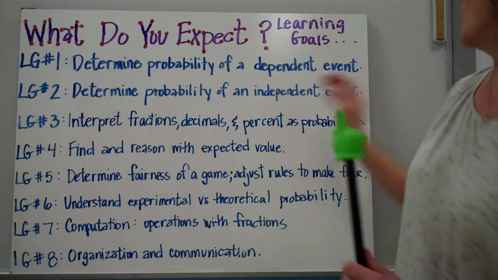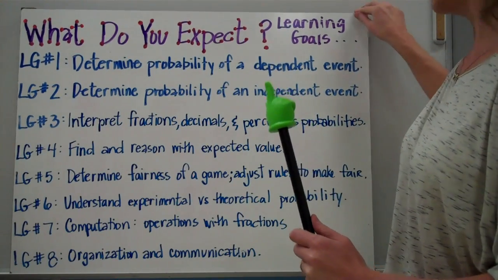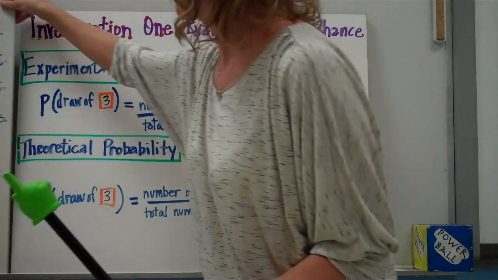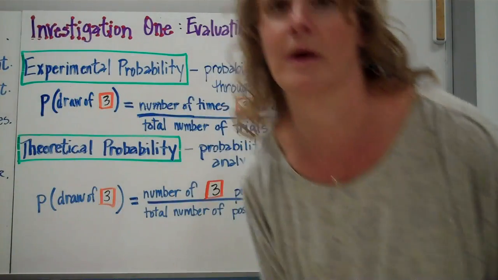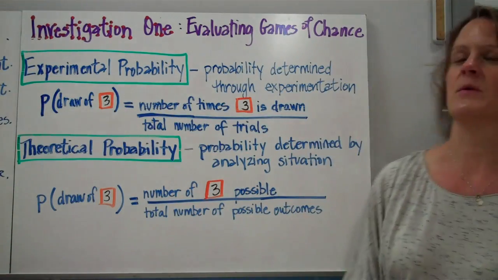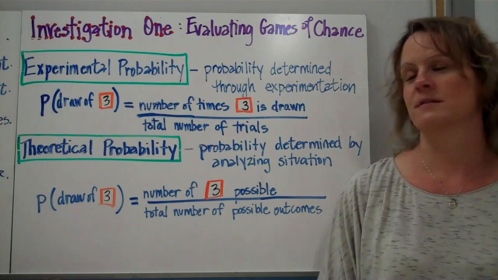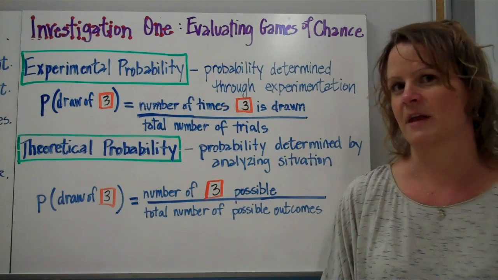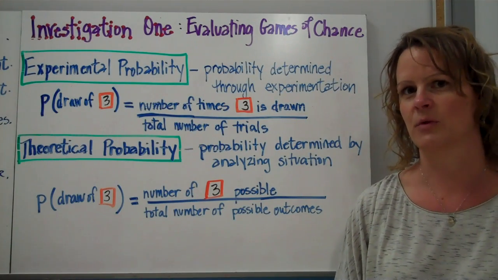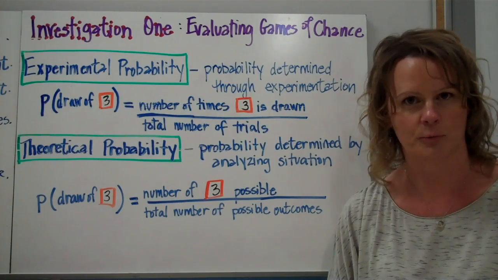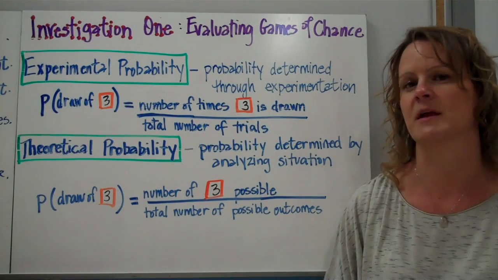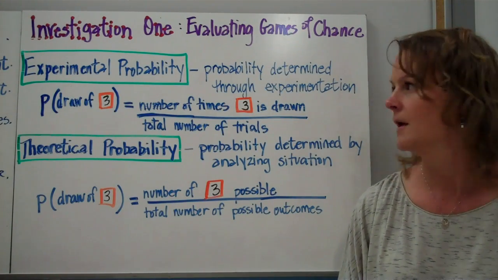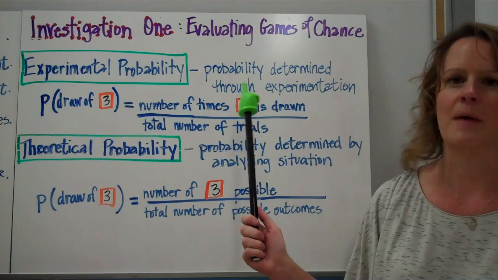Alright, so we're going to start with talking about investigation 1. In investigation 1, we're evaluating games of chance. So the first thing that we need to understand for investigation 1 is the difference between experimental and theoretical probability. And you'll practice this after playing a couple games in this investigation, but right off the bat I want us to talk about the definition.